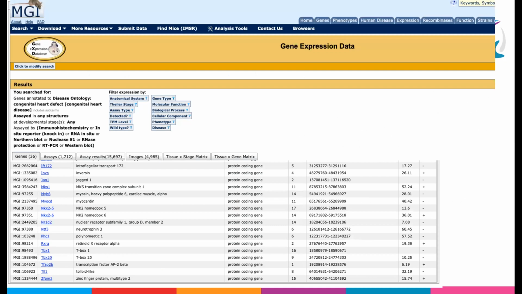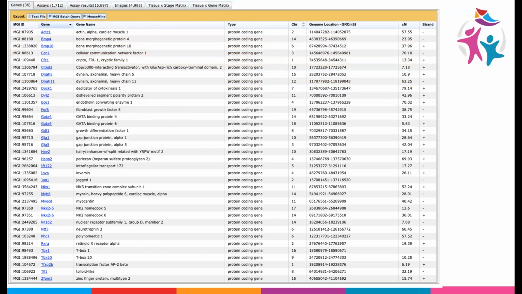And we have prior knowledge already. For example, in MGI, if you search for congenital heart defects among the different phenotypes they have, there are 36 genes associated with this. And this is just some of the genes here. Some of them may be familiar to those of you that work on this. But of course, it's probably more than just 36 genes. But this is one way to get to it.